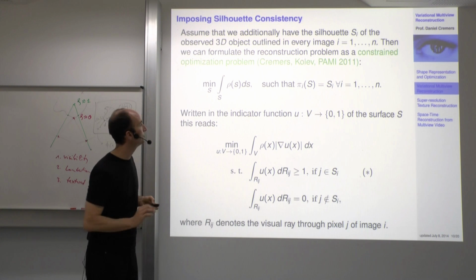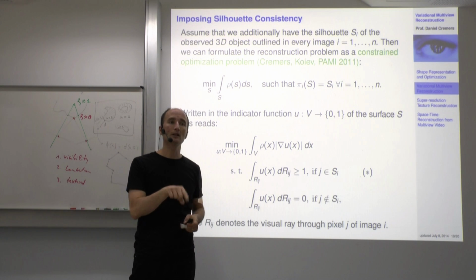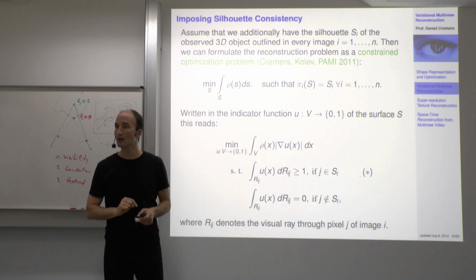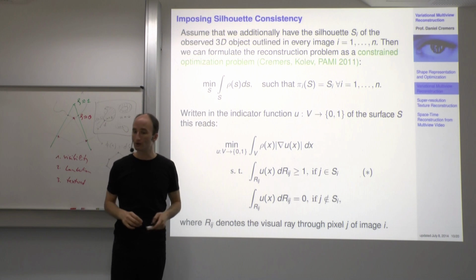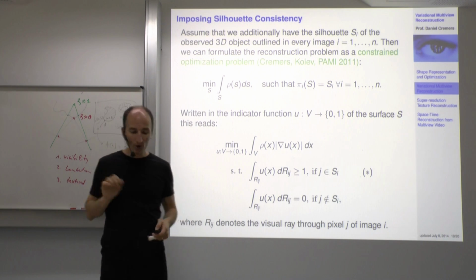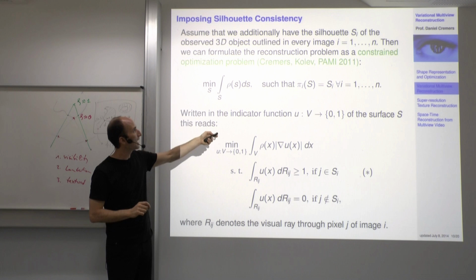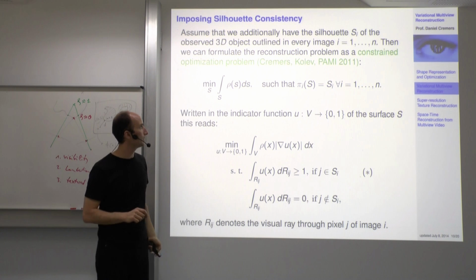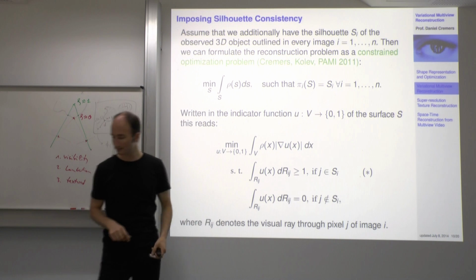And so what we assume here is that in addition to the images, someone also gives us the silhouette of the object. That is, in each image we outline the boundary of the object. And we know in this area of the image there is object, and outside there is no object. And now we impose that constraint in the optimization. And this is what you see here. As a constraint, we say for all images, let's say we have little n images, i equals 1 through n, the projection of the surface S should match the silhouette.